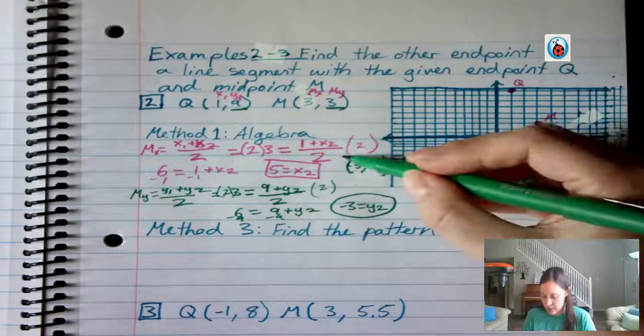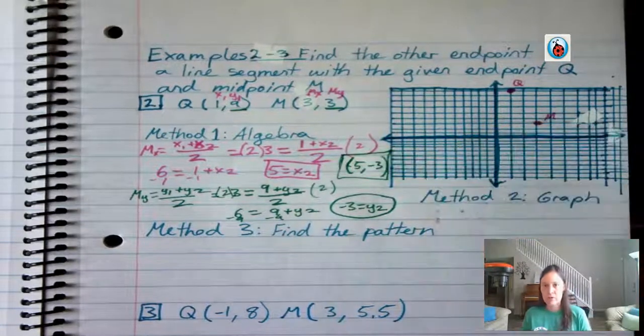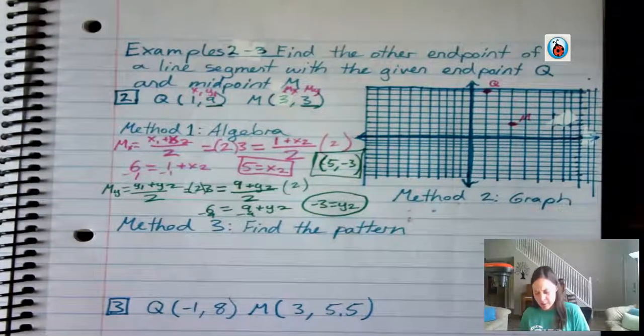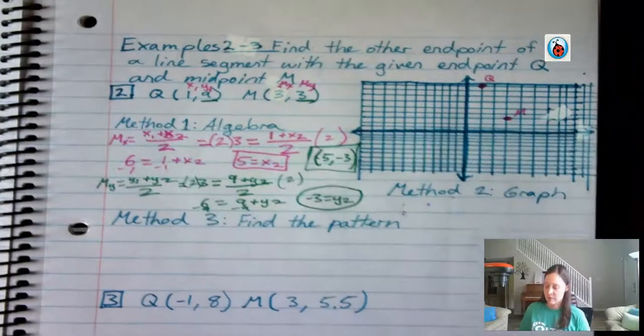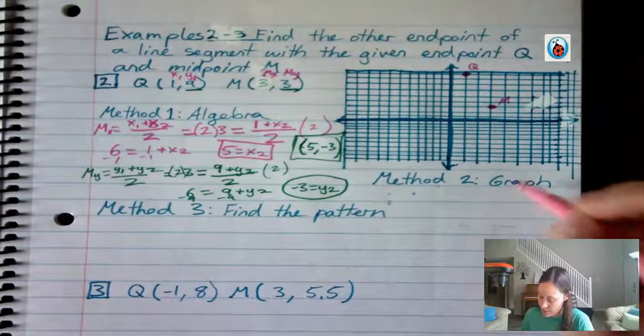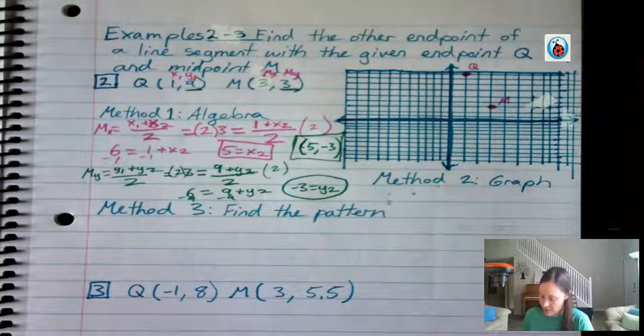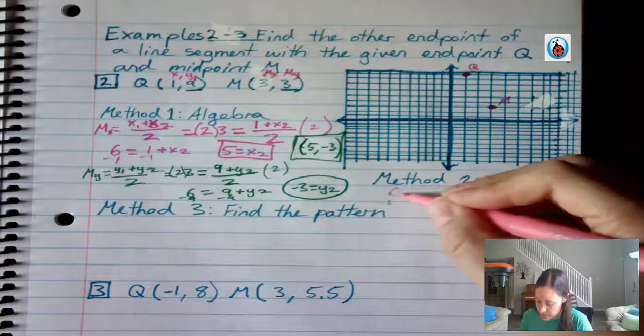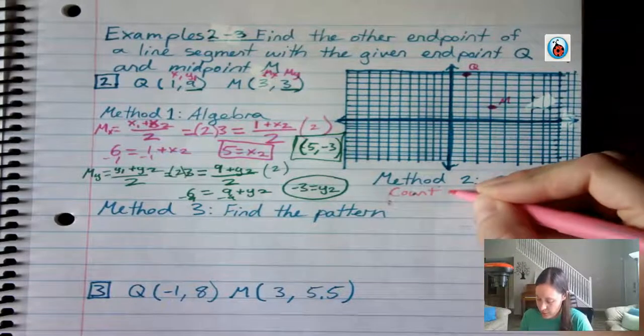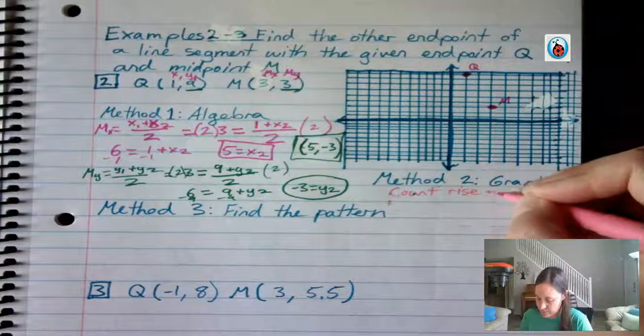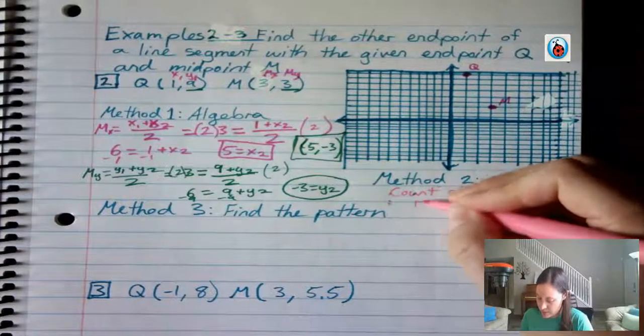Okay, so that's a really nice way if you like algebra, if you like those equations and working it out. If algebra isn't your brain's favorite topic, you have 2 other options where you can still do this problem. The second method is just on the graph, and all we do is count our rise and run, and then repeat.